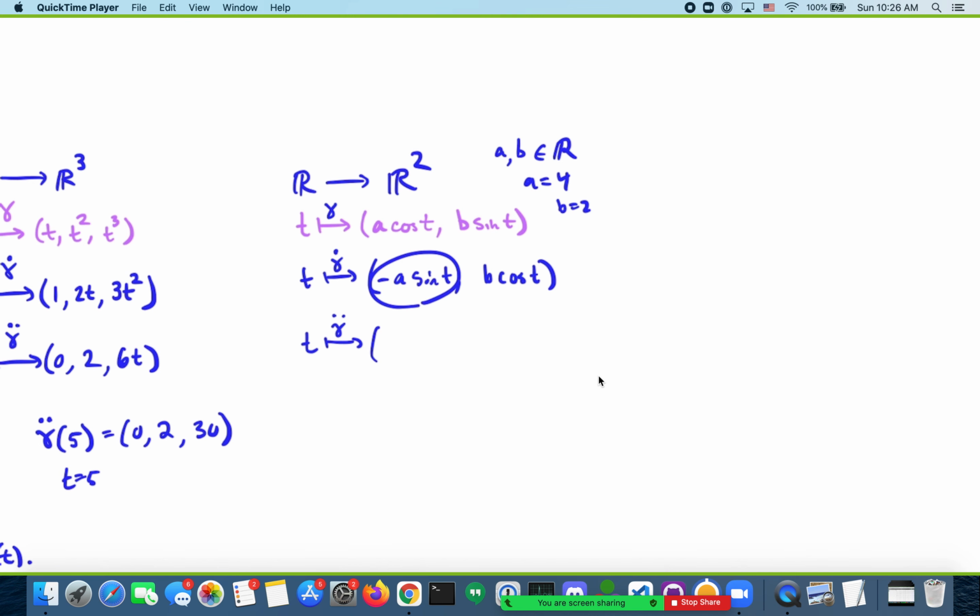And so now I take another derivative. Derivative of sine is cos. Derivative of cos is minus sine. And that's the acceleration. Okay.